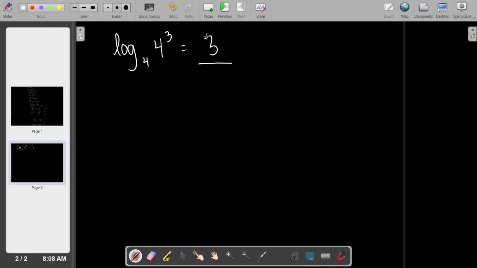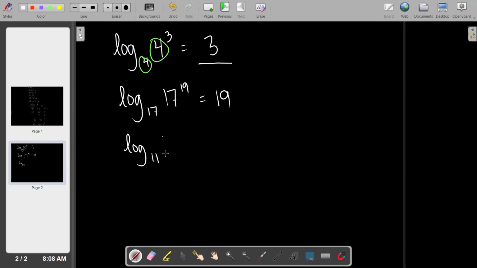And the reason I can get away with this simplicity is because of the redundancy of this. Look, the base and the base are the same, right? Simple pimple. Having said that, let's do another one. Let's do log base 17 of 17 to the 19th power. What's the answer? 19. Let's go again. Too slow. Log base 11 of 11 to the 41st power. What's the answer? 41. Good.